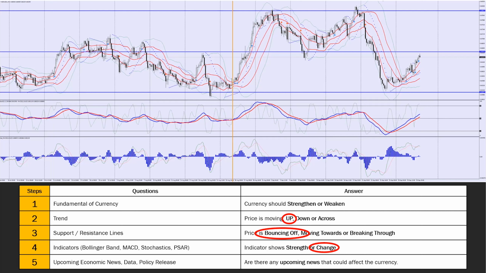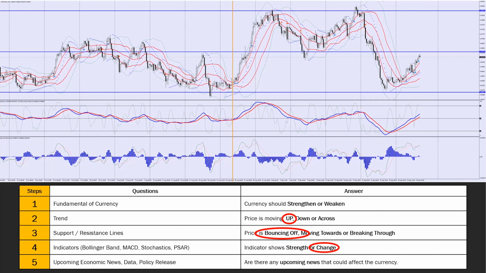You would see that I will not be looking to sell because currency should strengthen based on my step 1. Currency should strengthen, so I'm not looking to sell. Trend is still going up. I'm still not looking to sell. At this point now, we're looking to say currency should strengthen.